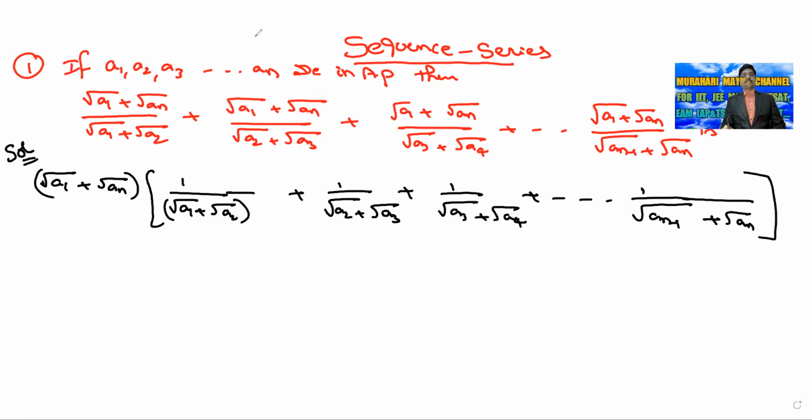Okay, so let us do rationalization. Multiply and divide the first term by √A1 minus √A2. In the next one, multiply and divide by √A2 minus √A3. Like that, the ending term, multiply and divide by √An-1 minus √An.